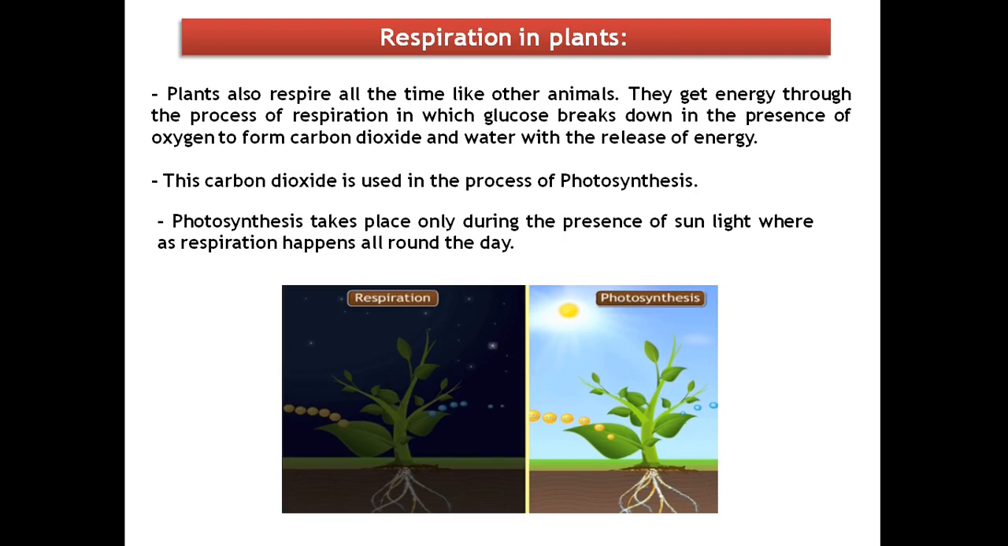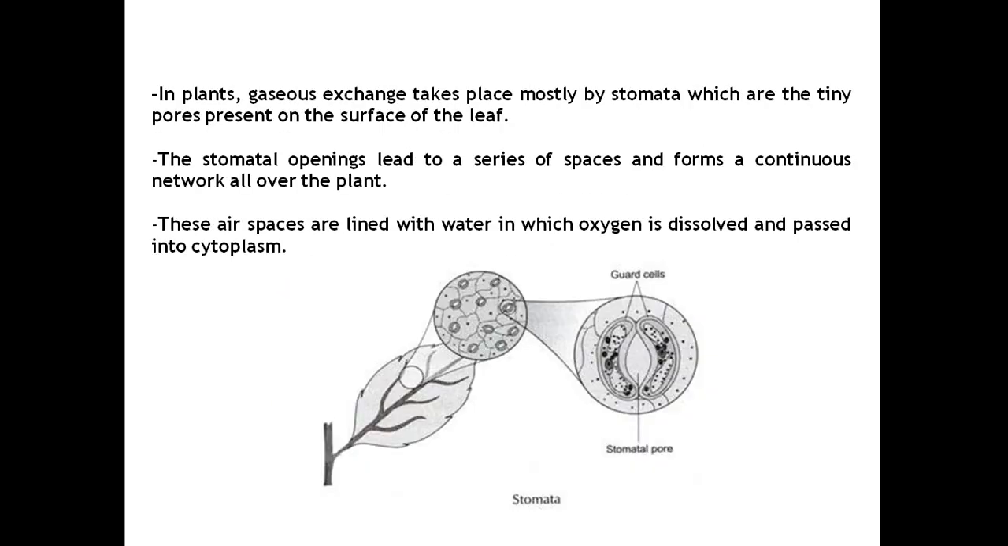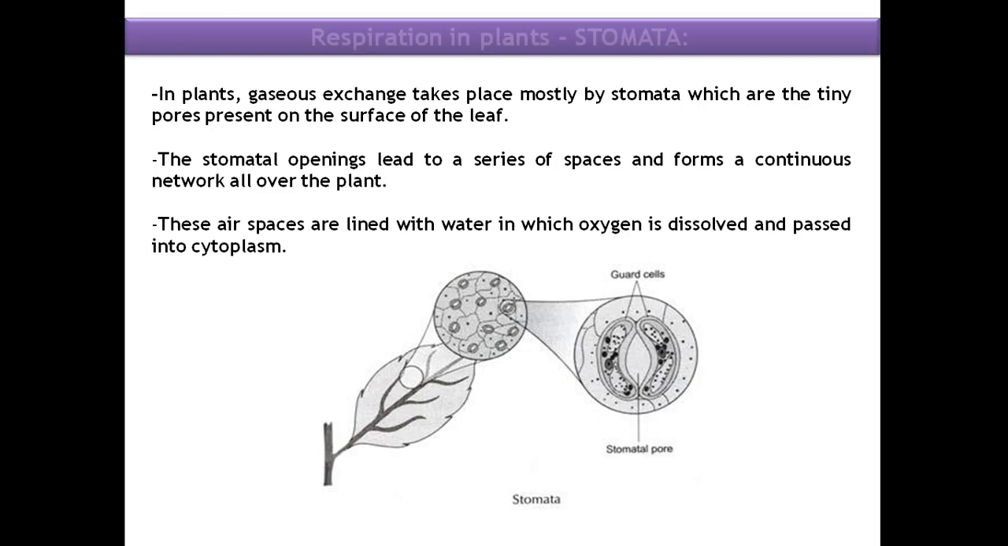So, in plants, exchange of gases takes place in many ways. It is through stomata, lenticels, surface of roots, and in some plants through breathing roots or aerial roots, and with some special tissue in orchids. Mostly, exchange of gases takes place by stomata.